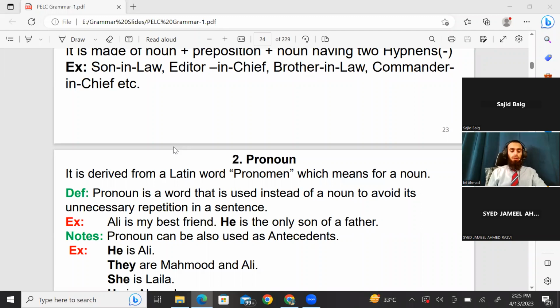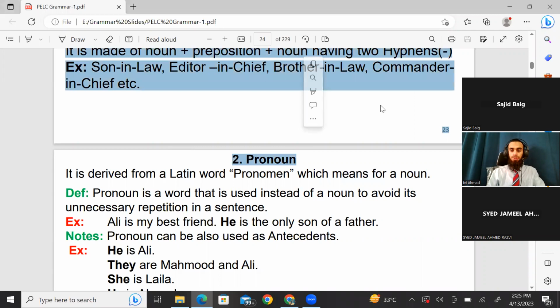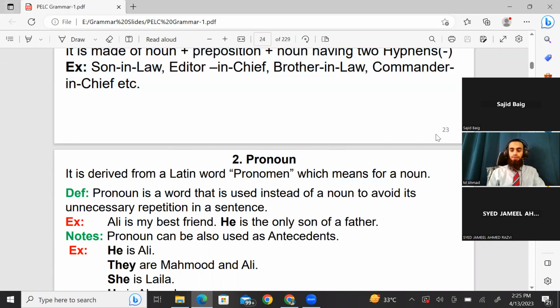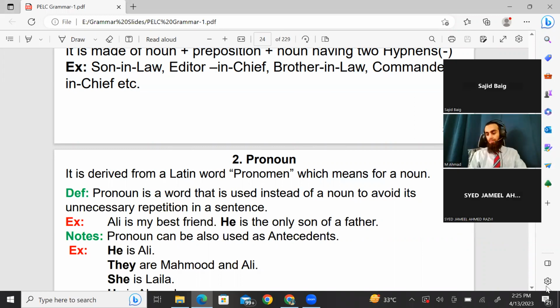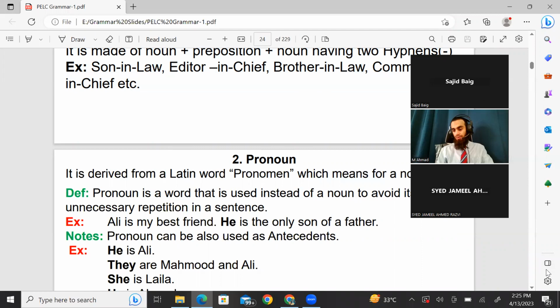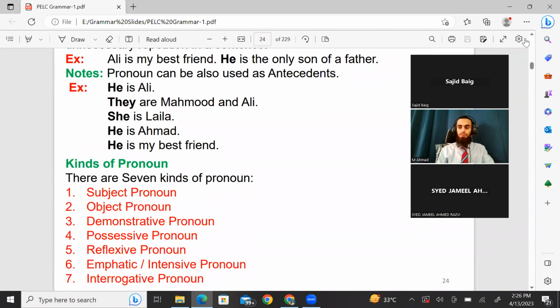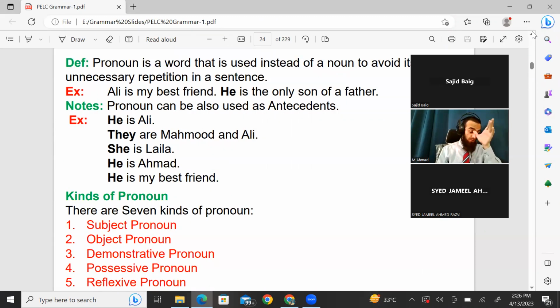All right. Now, what is a pronoun? What is the role of a pronoun in grammar? For what reason do we use a pronoun in grammar? For what purpose? Anyone? Sajid or Sayyid Jamil?